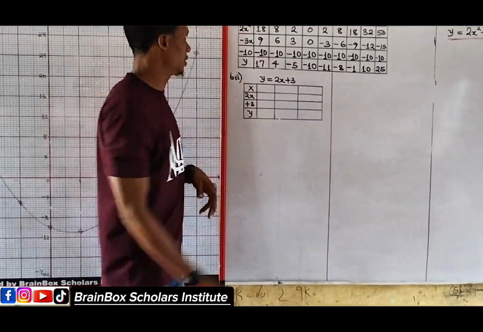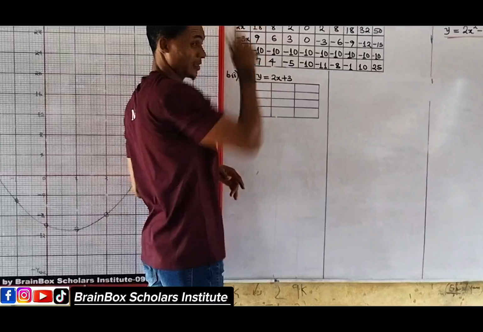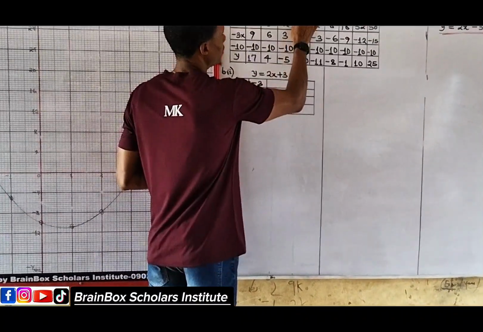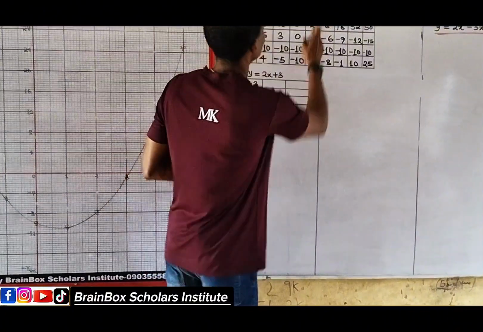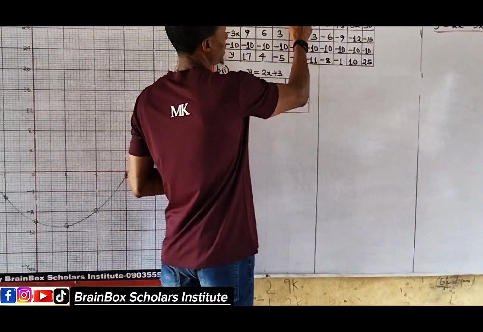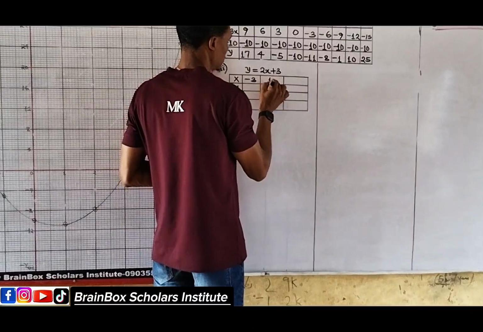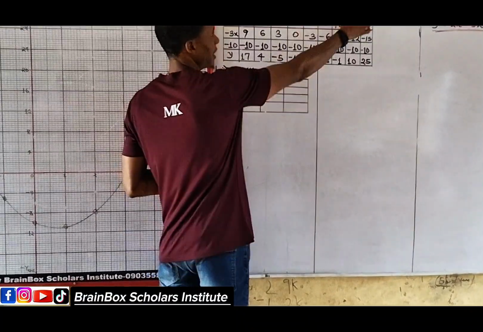Minus 3 is the starting point. I'll put it here. 0 is the middle, or 1. Okay? 1 is the middle. So you can even choose either 0 or 1. So I'll choose 1. Middle. Then, where is the last point? 5.